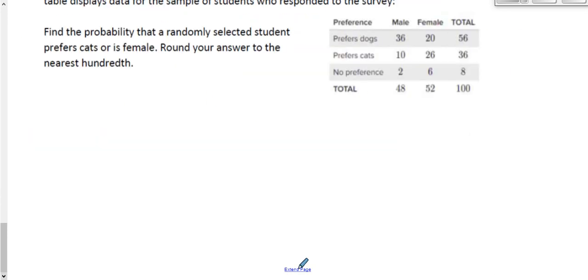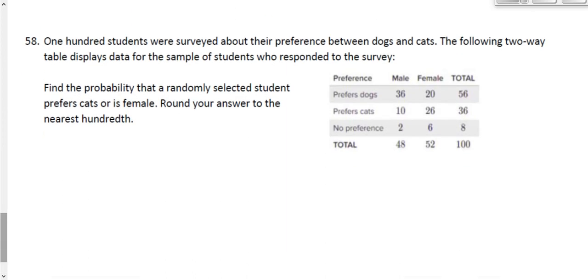We have one question left for our review. How exciting. We have another two-way table here. It says 100 students were surveyed about their preference between dogs and cats. So here's our two-way table. Find the probability that a randomly selected student, a student, one choice, prefers cats or is female. So this is the addition property. This is the addition rule.